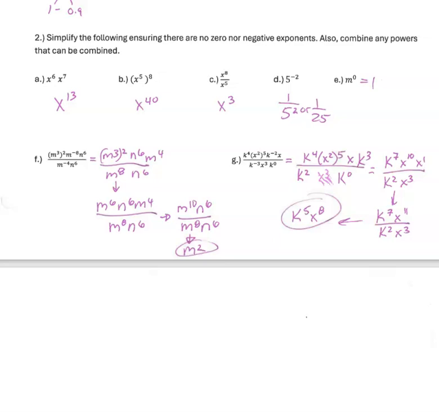Okay, as I said, this is not a lesson specifically from this unit, but you do need to know this stuff to be able to do the next section, which is going to be making equations for exponential growth.